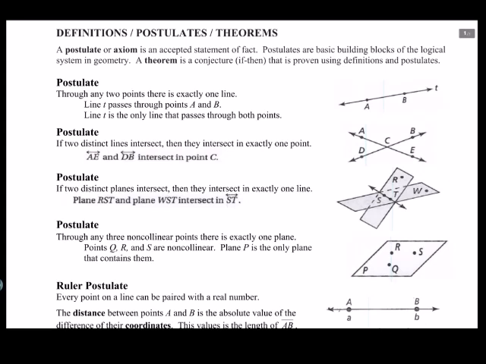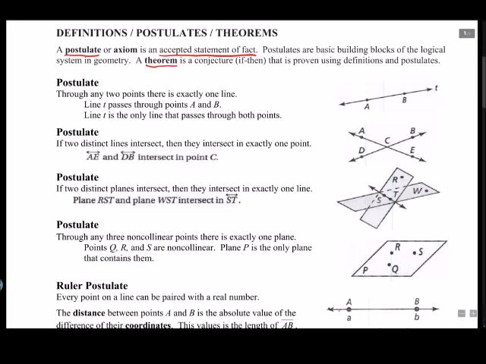Now it is time to introduce definitions, postulates, and theorems. This is what makes geometry geometry. A postulate, also called an axiom, is an accepted statement of fact. Postulates are accepted as fact. These are the basic building blocks for our logical system. They're going to allow us to do proofs.